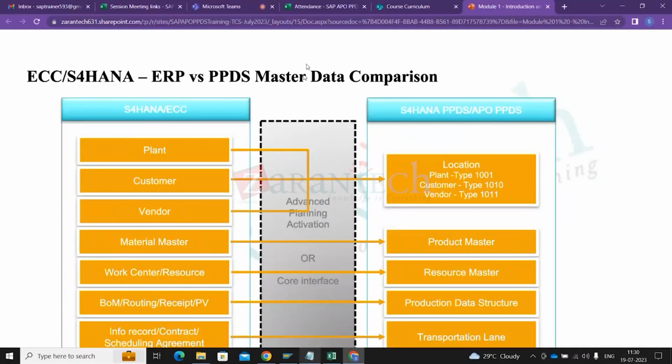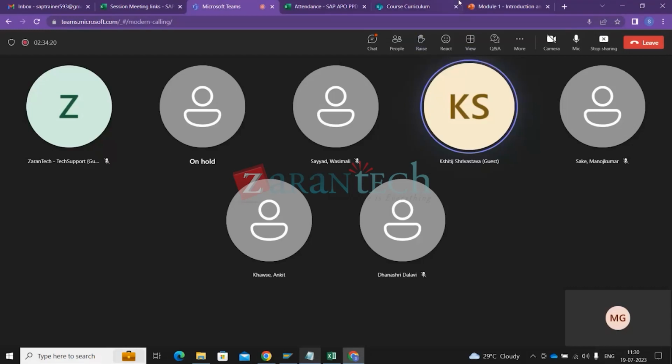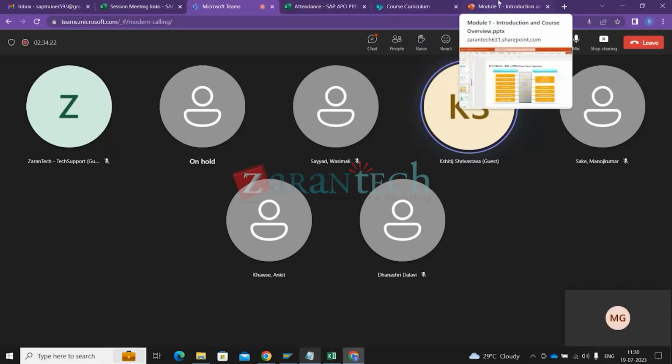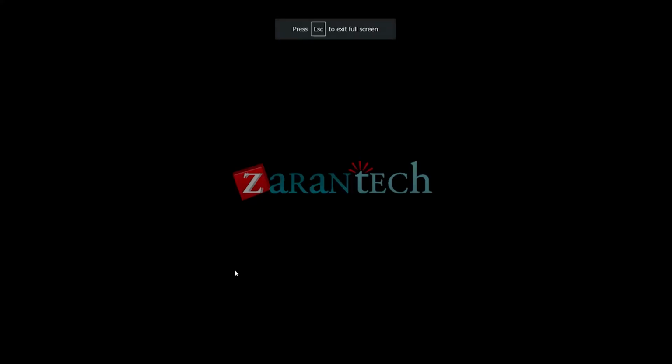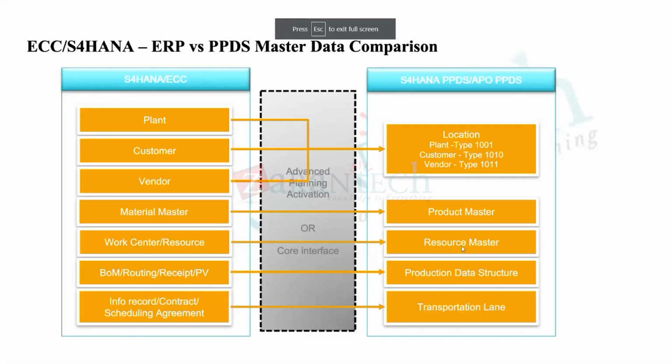Yeah. We have work center and resource both in ECC. Yeah. And there are resources in APO as well. Like, is there any difference? Yes. So see, whether it is work center or resource, in APO or in PPDS now, it would be called a resource only. It gets translated to resource master only.